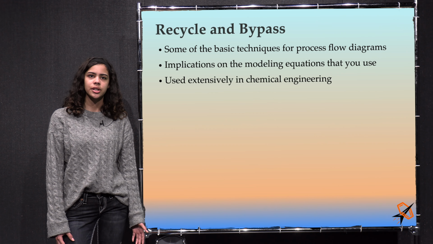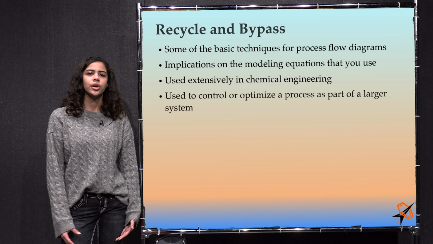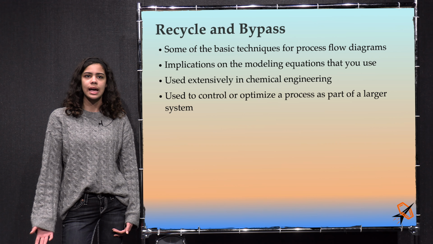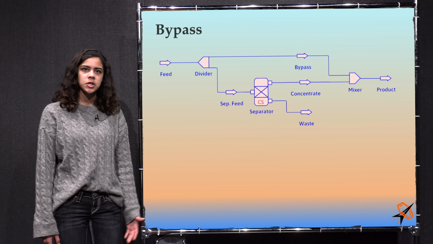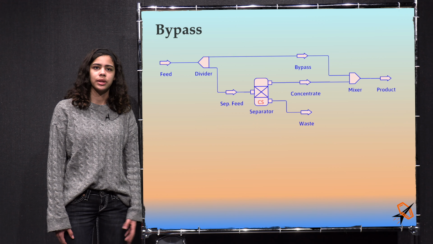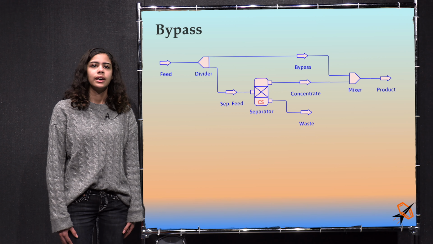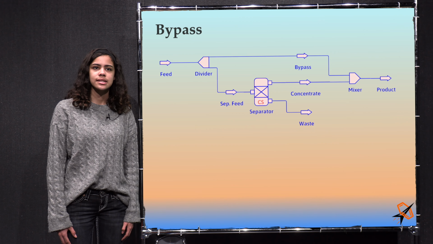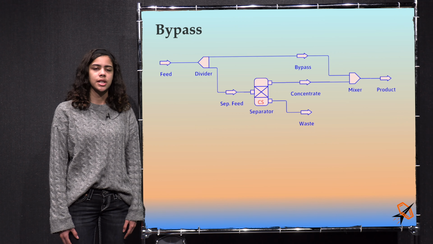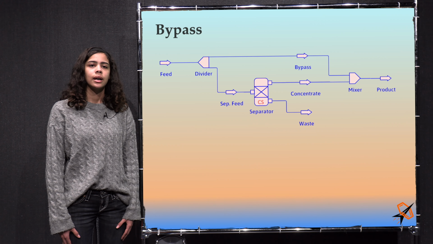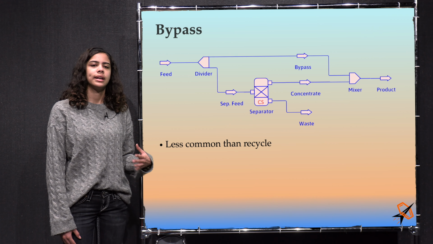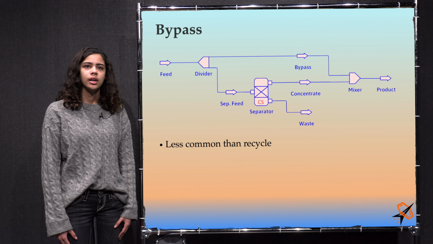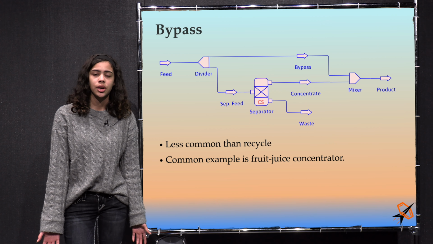Typically used in chemical engineering, recycling and bypass work to control or optimize a process happening in a larger system. In the previous video, we explored recycle and compared a process without recycle to one with it. In this video, we'll discuss bypass and give an example of recycle in a process with two reactions. Bypass is much less common than recycle in process flow diagrams, but it does occur occasionally. The most common example is a fruit juice concentrator.